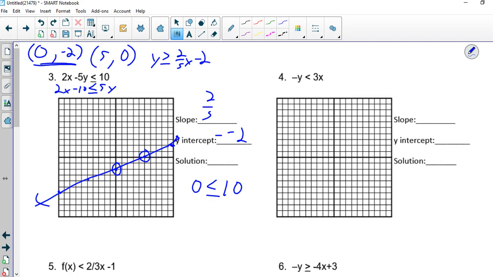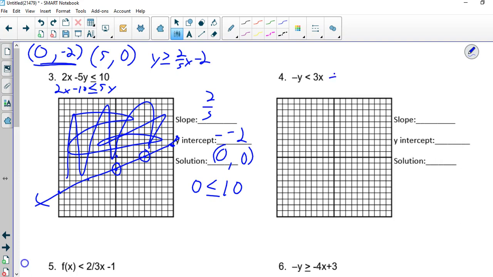Sorry. So 0 is definitely less than or equal to 10. And so therefore (0, 0) is a solution. I'm going to put that right here. So I'm going to shade everything up here. And I could tell anything up there could be a solution. You know, (-5, 8) looks like a solution.